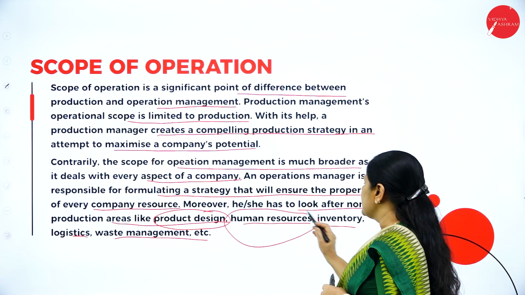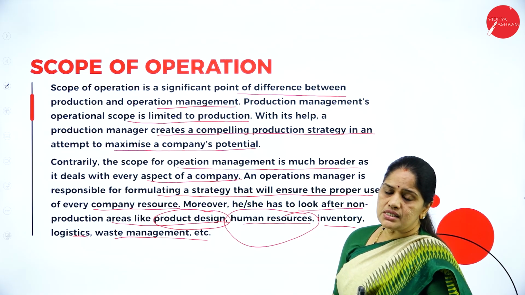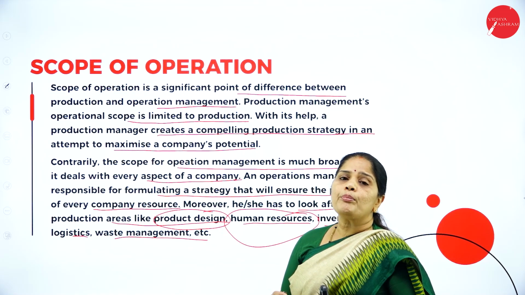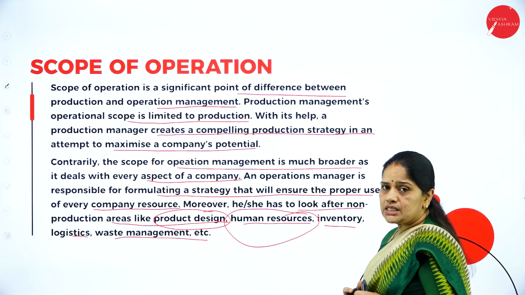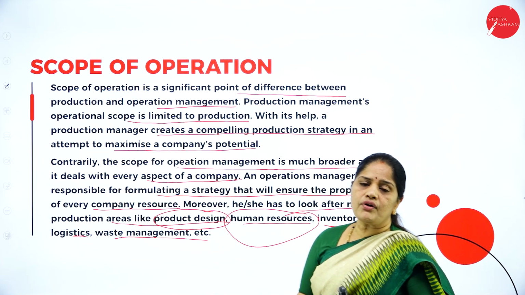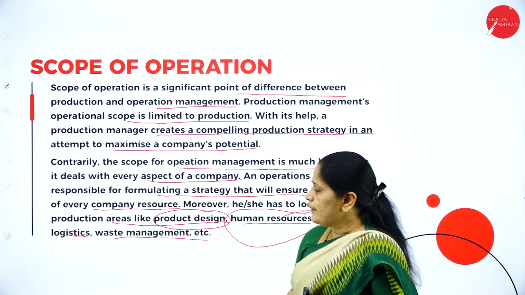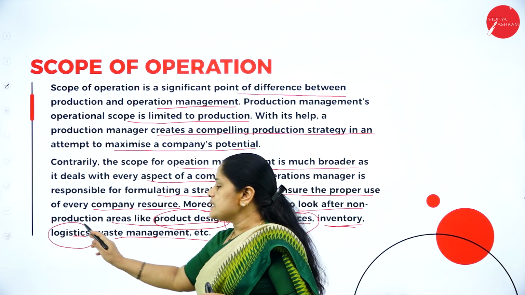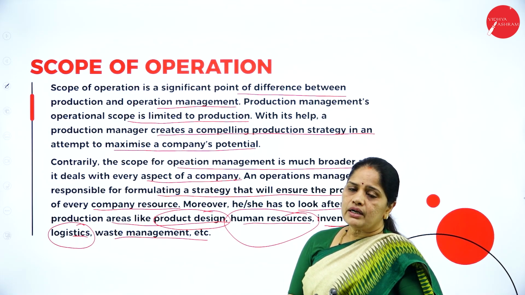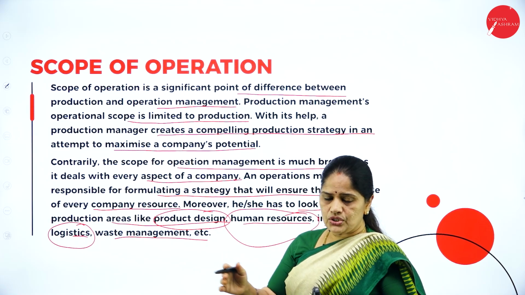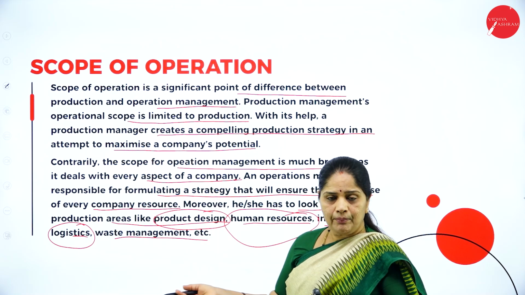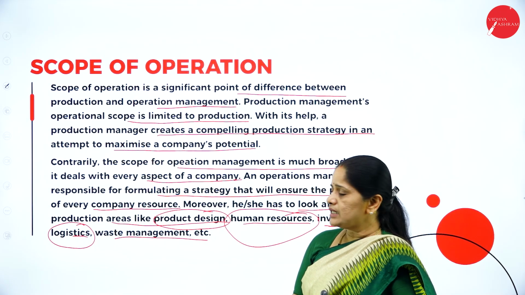Then we have the human resource. For the human resources, each and every department of the company has to have proper human resources, without which it cannot function. Then we have the inventory. So what is the stock of raw materials? Stock of finished goods. Then logistics. Now what is this logistics? You have to decide about the transportation of the raw materials from the place of production to the plant, and also the transport of the finished goods from the plant to the place of consumption. So that comes under logistics.